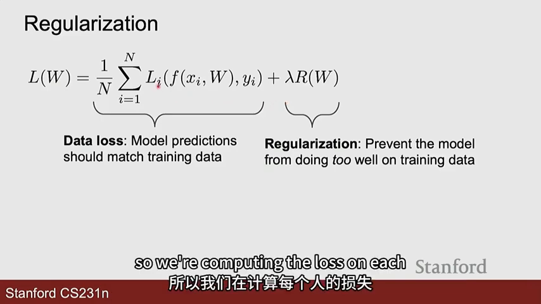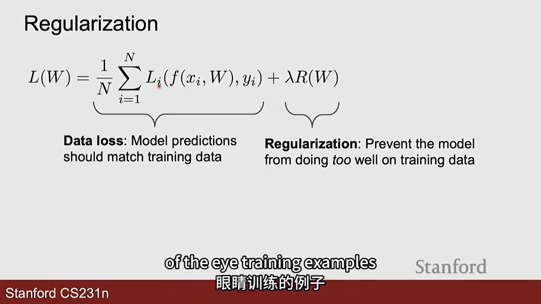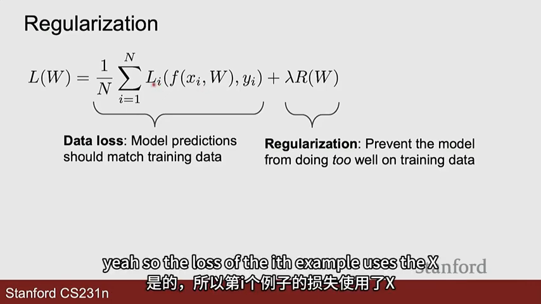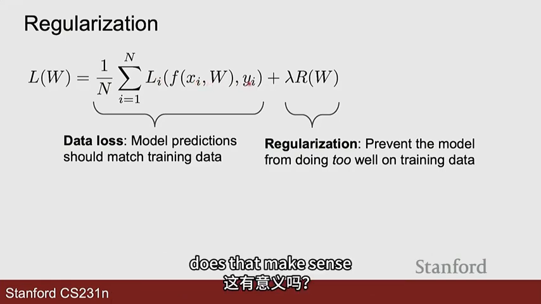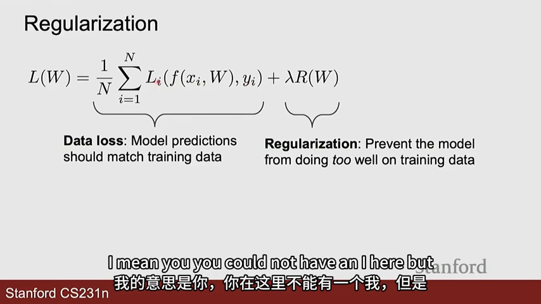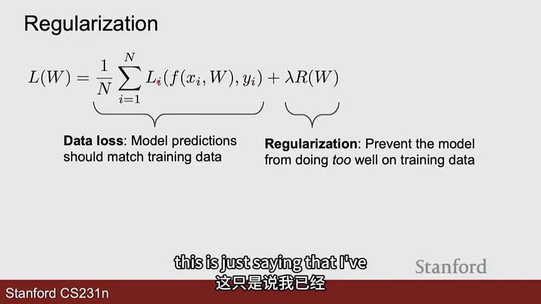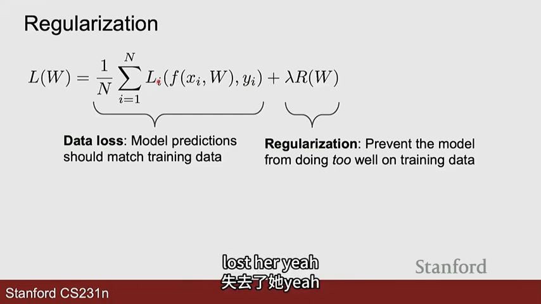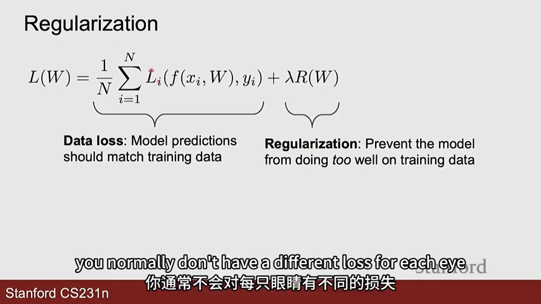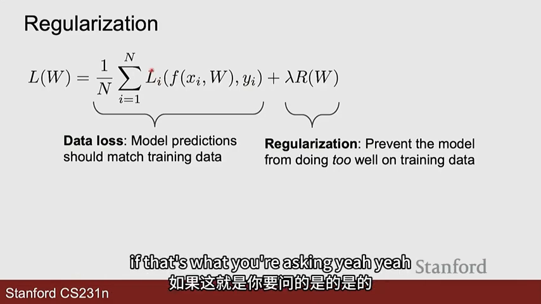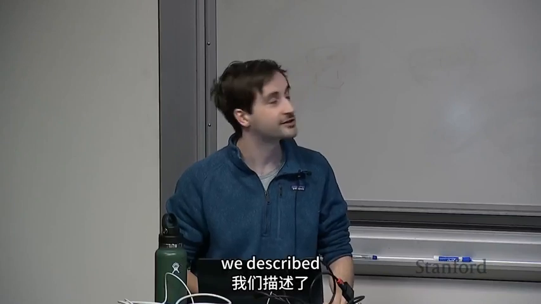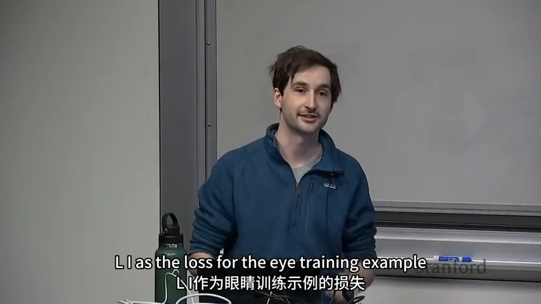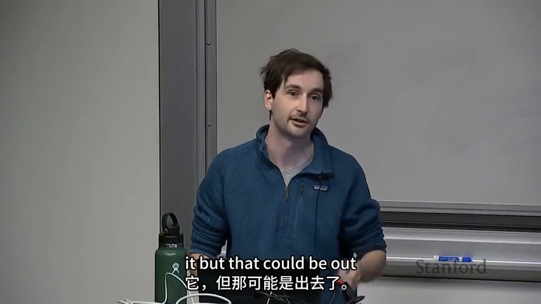Yeah, so we're computing the loss on each of the i training examples. The loss of the ith example uses the xi and the yi. Does that make sense? You could not have an i here, but this is just saying the ith loss term. You normally don't have a different loss for each i, if that's what you're asking. We described Li as the loss for the ith training example, so we're just using it here, but it could be L.